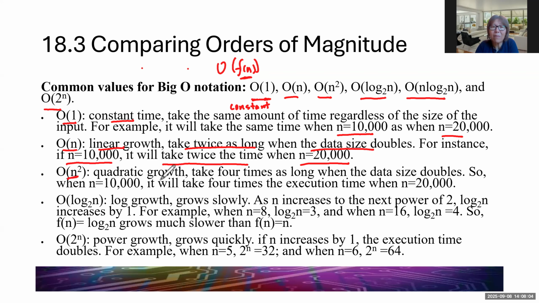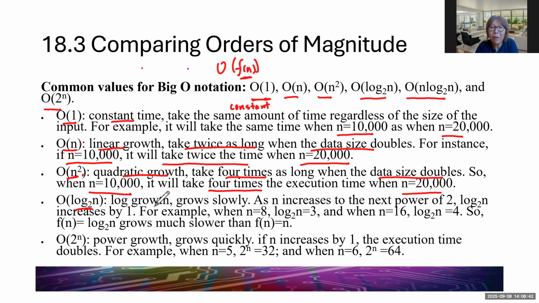And then we have n squared, which is quadratic growth. The execution time of a quadratic algorithm will take 4 times as long when the data size doubles. If the data size is 10,000 and it grows to 20,000, the execution time will grow 4 times. So we can clearly see that compared with linear, quadratic will definitely take longer for the same data size.